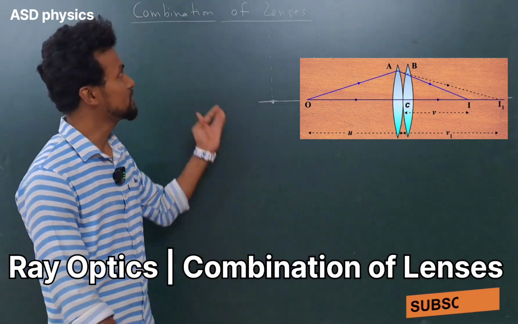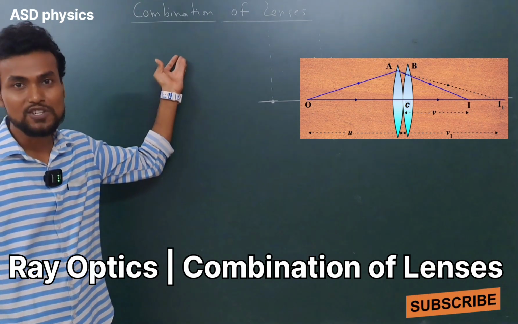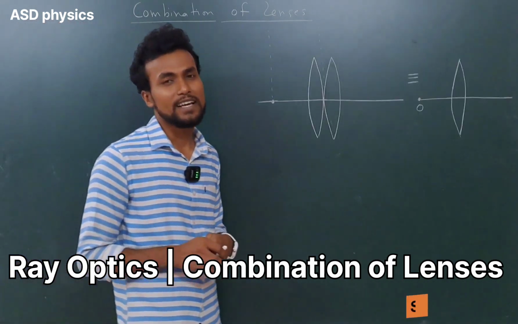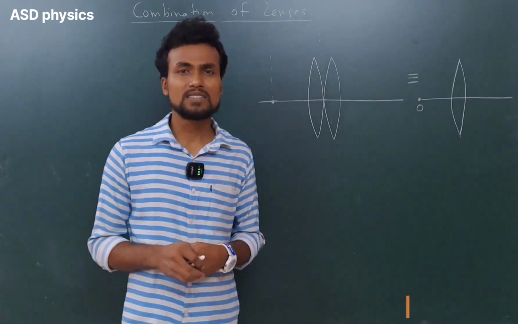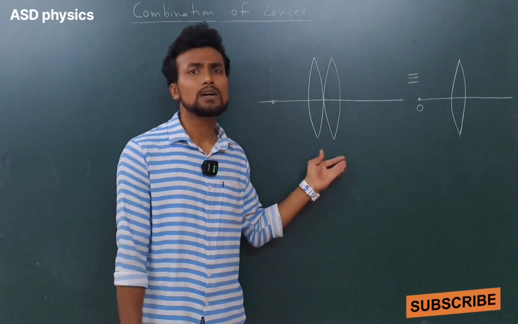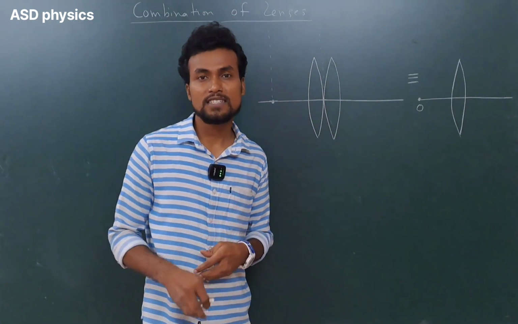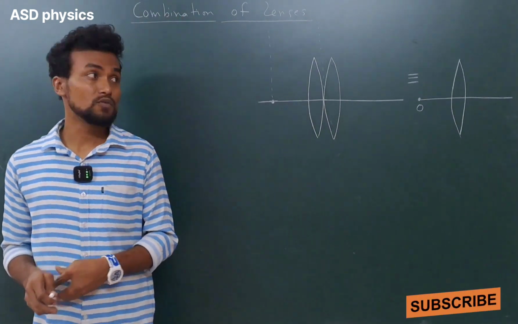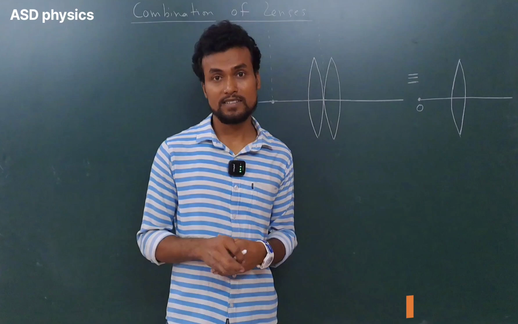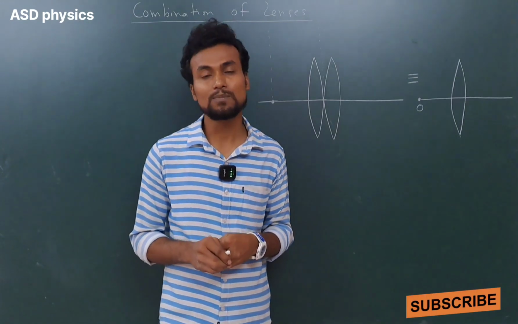So students, today we are going to learn the topic combination of the lenses, because as of now we know how to deal with single lenses. But what happens if multiple lenses are there, like 2 lenses, 3 lenses, 4 lenses? Then how do we convert multiple lenses into a single lens? So here we are going to learn the concept of equivalent.